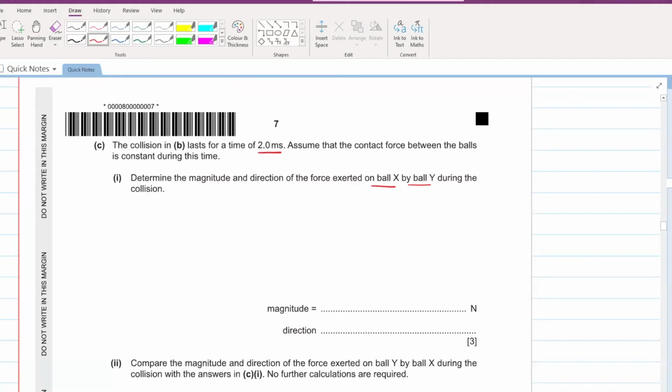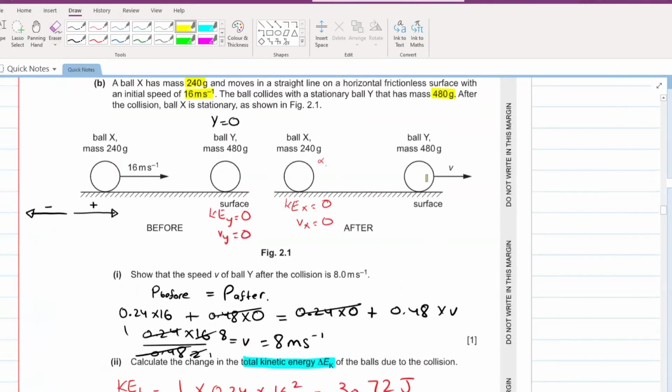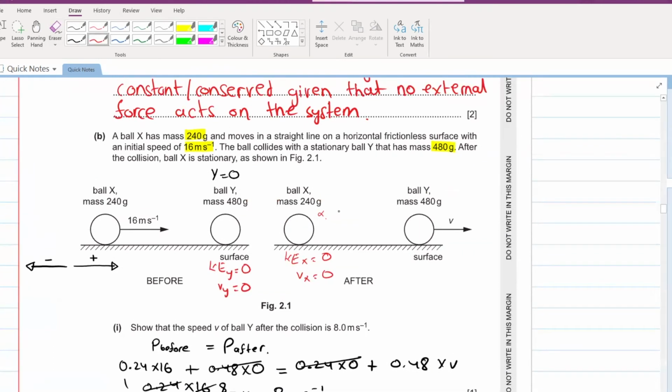Very easy. To calculate the force, first of all, let's see which force is required. You have to calculate the magnitude and direction of the force exerted on ball X by ball Y. So basically, you want to know the direction of the force that ball Y exerts on ball X. I don't know the direction, so I am currently marking it like this. I am assuming that the force will be in this direction.